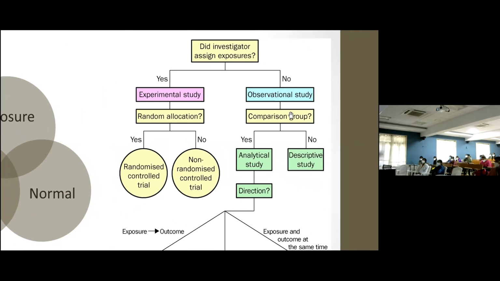First thing is you ask, did the investigator assign exposures? In COVID, could we assign exposures? Have one group exposed to the COVID virus, another group we don't want to expose. It's not possible. It is not ethical. In certain other situations, like the amlodipine, cilnidipine question, we can expose half of them to cilnidipine, half of them to amlodipine. Then that becomes an experimental study.